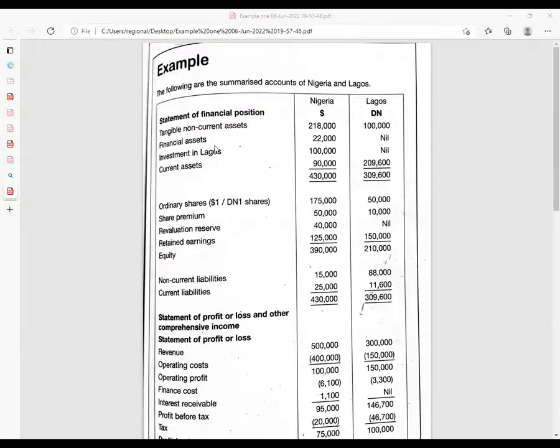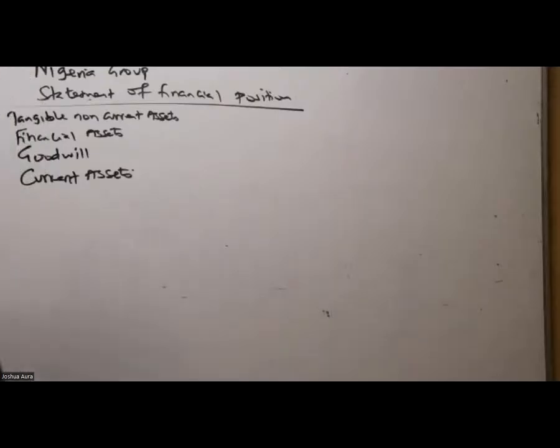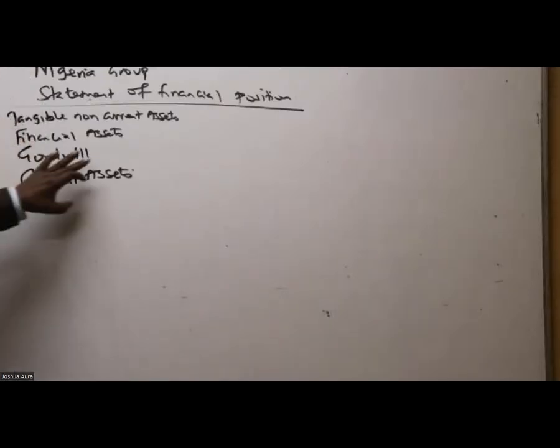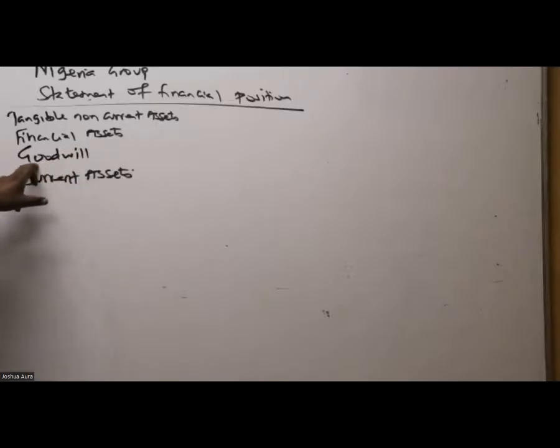Now, after that, let me first of all allow you to copy whatever we have here. Could you kindly copy this? I'm simply copying everything. Apart from investment in Lagos here that I've replaced with goodwill, everything else remains the same. Everything the way it is. All right.